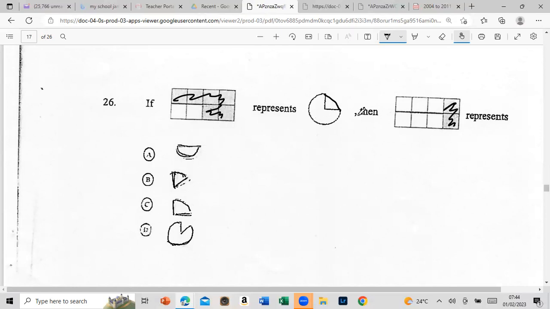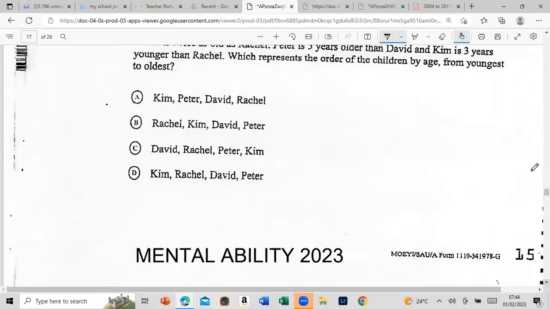So it's very close for C and D. That's because it's this portion, right? So it's 2 out of 8. So that's about a quarter. So I'm going to go with C. It's not very clear though, but all right, let's move on to 27.